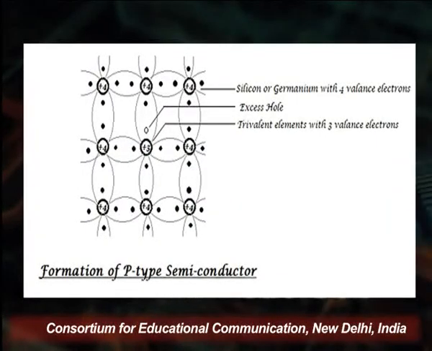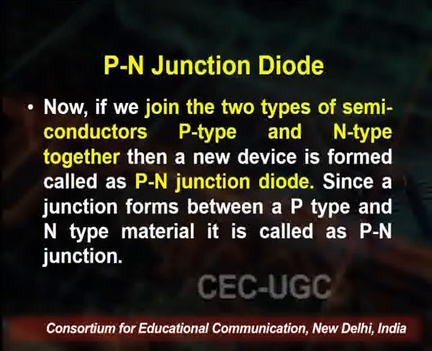So now you see the formation of the P-type semiconductor. Now you see the excess holes are there, and here the electrons are there. Now here we have the excess of holes and it works as an acceptor. Now P-N junction diode.